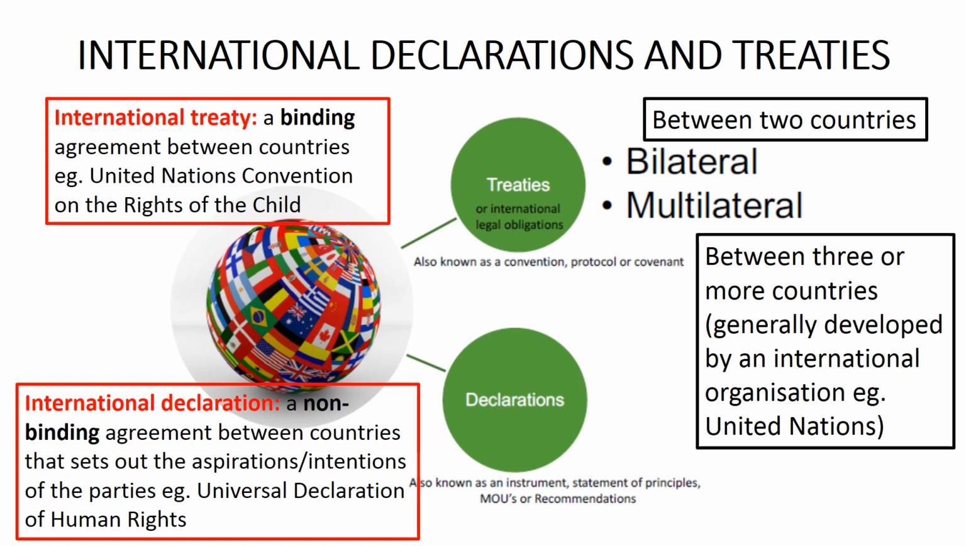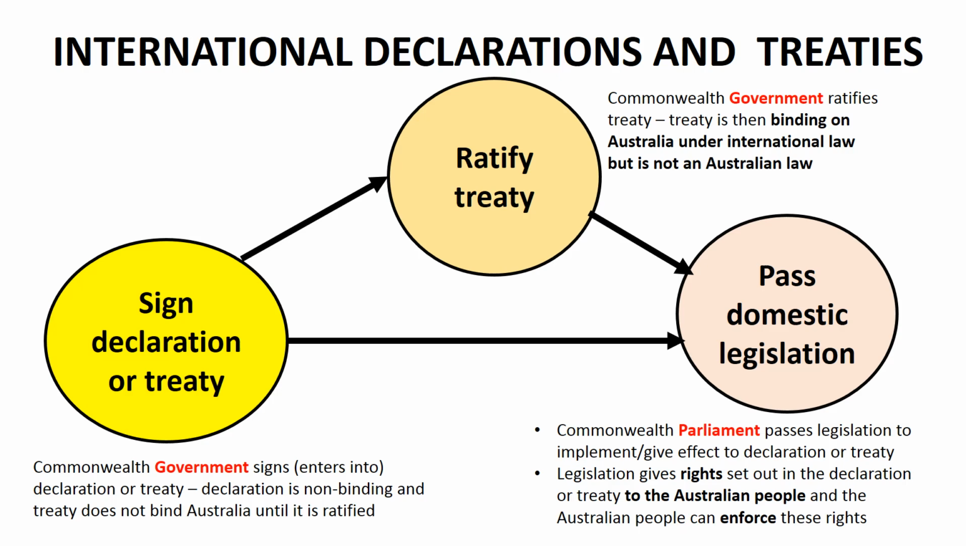Declarations are also known as instruments, statements of principle, MOUs, that is Memorandums of Understanding, or recommendations. This slide sets out how the rights created under international declarations and international treaties can become part of Australian law and therefore part of the rights that the Australian people enjoy and can enforce. Let's look at declarations first of all.